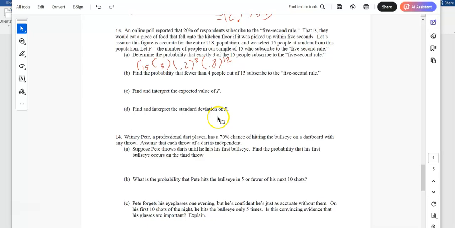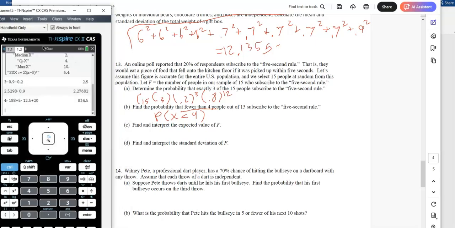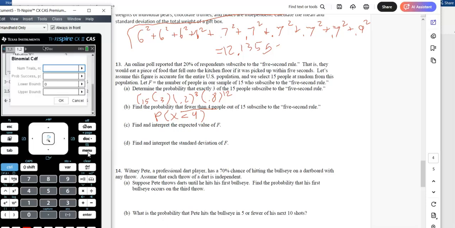You could also have used binomial PDF for that one. I'm going to do this next one in the calculator because I'm not crazy. Fewer than 4, so that X is less than 4. So get your calculator out for this one. So menu, 5, 5, B, I believe. So N is 15. Probability of success is 0.2.